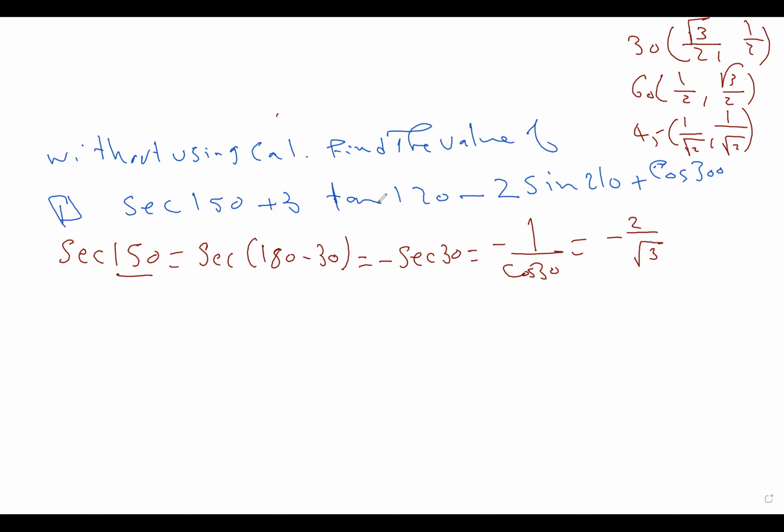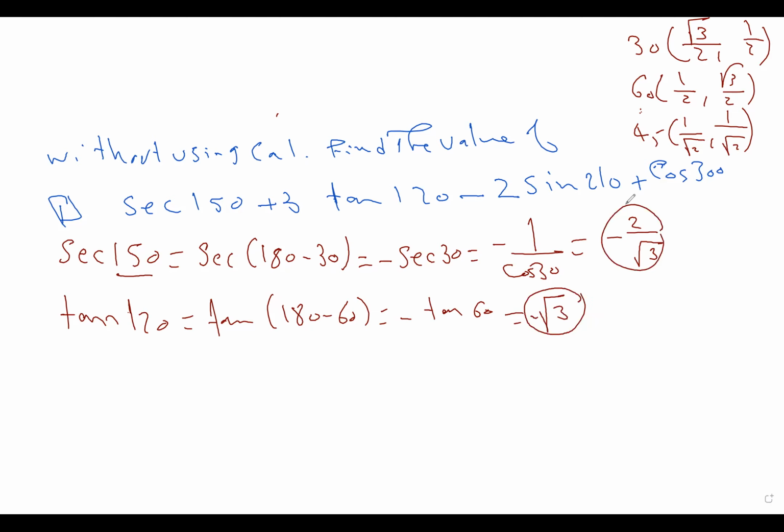What about tan 120? Who can solve it with me? Tan 120 in which quadrant? Second quadrant. So it will be tan 180 minus 60. In the second quadrant, the tan is negative, because only sine and its reciprocal are positive. So it will be negative tan 60, and tan 60 means y over x, which is root 3, and you have the negative sign.